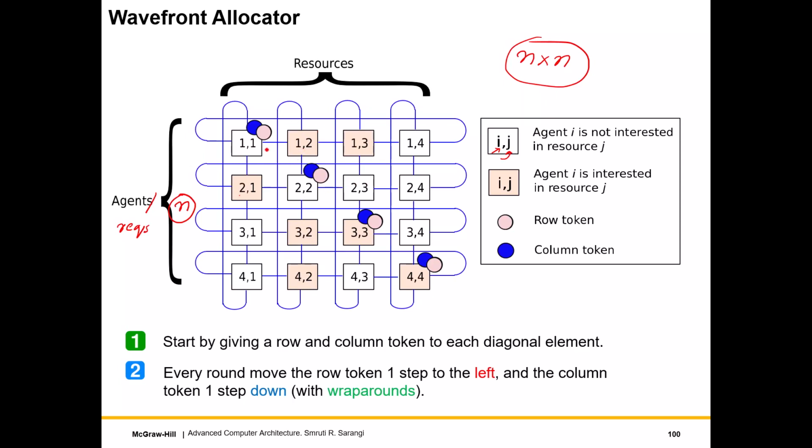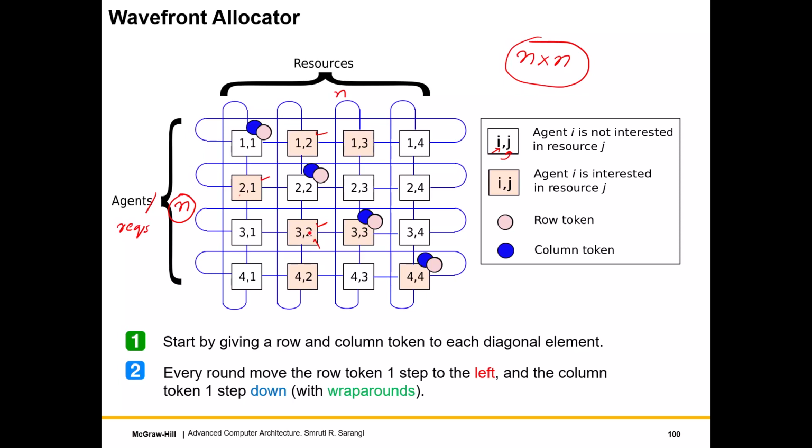So as you can see here, this is a matrix, it's a square matrix because it's n cross n, and some of these squares have a different color, which basically indicates that there is an interest. For example, this square would indicate that the third agent or the third request is interested in the second resource. This is what it would indicate.